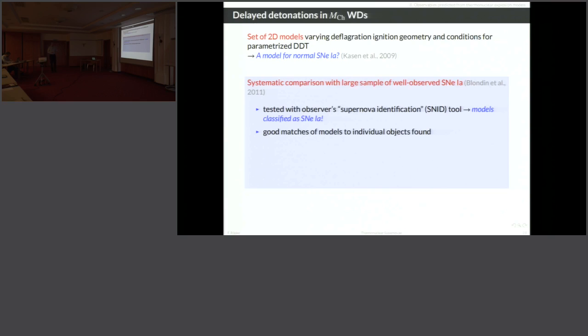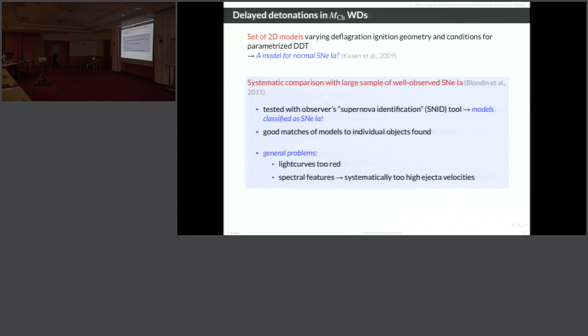And actually this tool would decide that our model spectra are really Type Ia supernovae, which is already a nice success. So the things that we model here as delayed detonations would be recognized by observers as Type Ia supernovae. And also good matches of the models with individual observations can be selected by this tool from this large sample, and so one finds actually good correspondence between individual models and individual objects. However, there are some general problems.